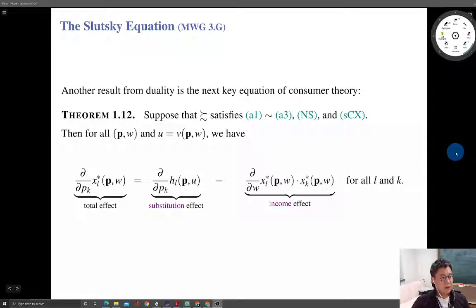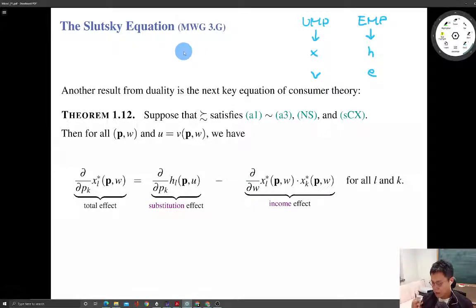Alright, in this video let me illustrate the most important equation in consumer theory, that is the Slutsky equation. Previously we talked about two major problems about consumption behavior, the utility maximization problem and the expenditure minimization problem. From the former, UMP, we derived Walrasian demand and indirect utility, and from the second problem, EMP, we derived the Hicksian demand and expenditure function.